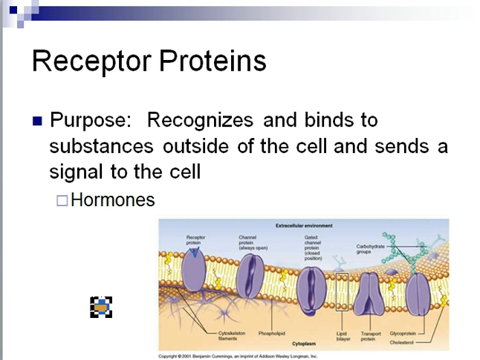That will allow the cell to know what's going on in its surroundings and what it needs to be doing in order to adapt. A lot of times these are going to be how hormones work, where a hormone will come and fit into that spot exactly, and then it will change the shape of the protein and the cell will receive a signal from the rest of the body.